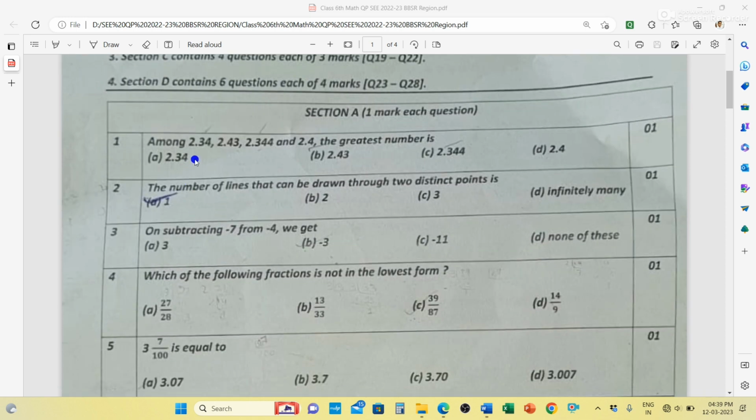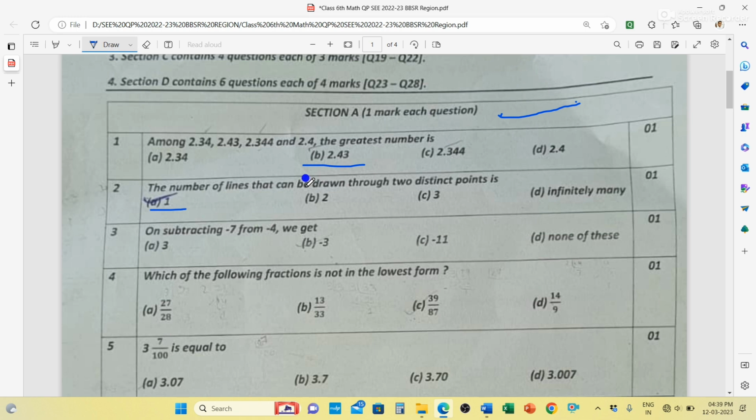Question number 1. Among 2.34, 2.43, 2.344 and 2.4, the greatest number is. Here the greatest number will be 2.43, this one. Okay. Then question number 2. The number of lines that can be drawn through 2 distinct points. So through 2 distinct points, we can draw only 1 line. So the answer will be 1.